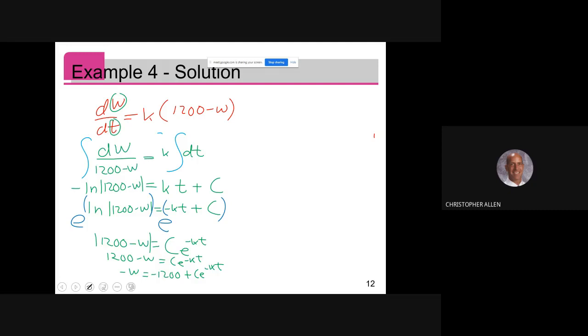We don't want that negative in front of the w, do we? No, so I'm going to write my final answer for the general solution: w equals 1200 plus c e to the negative kt. Now notice that every time I'm doing one of these problems, I'm not changing c to 3c or negative c, because we don't know what it's going to be until we are given the initial condition. So what I have here in green is the general solution to this differential equation.